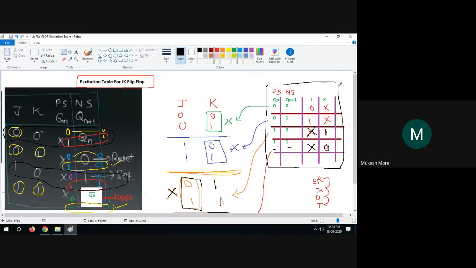So in this way we have designed the excitation table of the flip-flop. Okay. So now see, present state, next state, J input, K input. Present state 0, next state 0: J 0, K don't care. 0 1: J 1, K don't care. 1 0: J don't care, K 1. 1 1: J don't care, K 0. So this is the excitation table of the JK flip-flop.